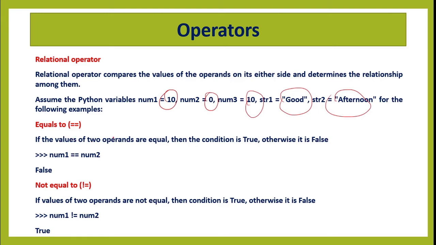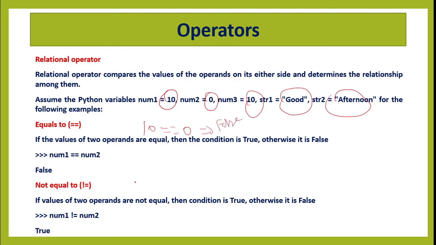If the values of two operands are equal, then the condition is true, otherwise it is false. Okay, here we are typing num1 is equal num2. So what is the value of num1? It is 10. What is the value of num2? It is 0. 10 equal to 0? No, it is false.